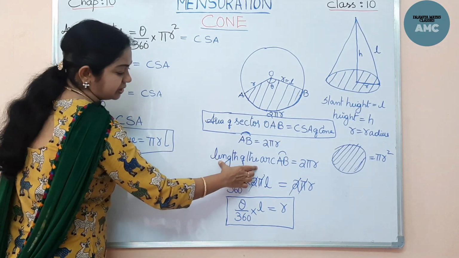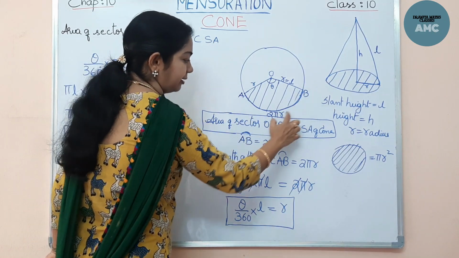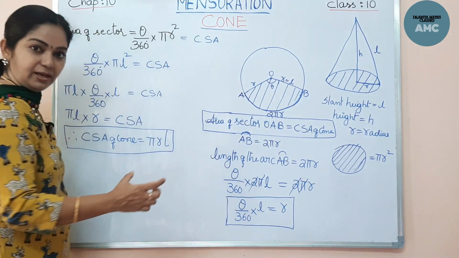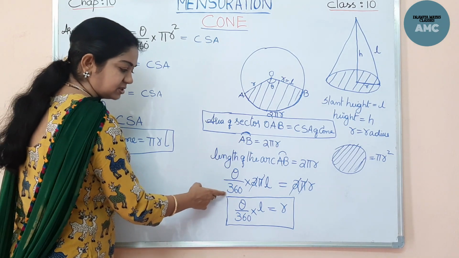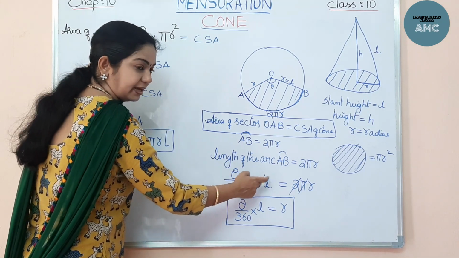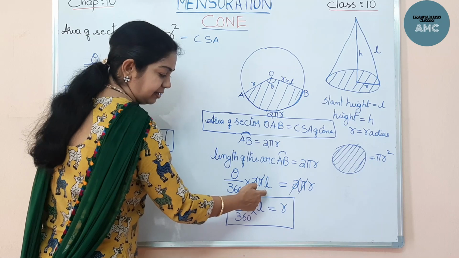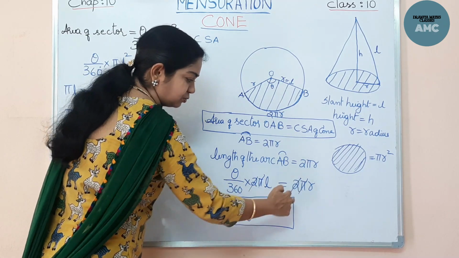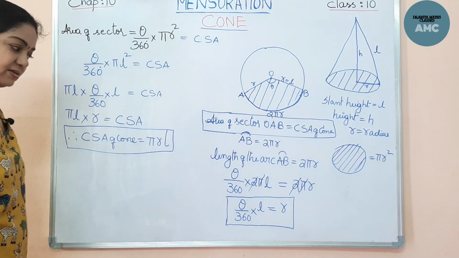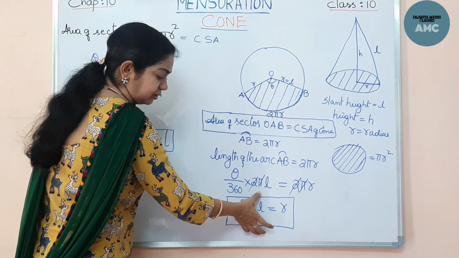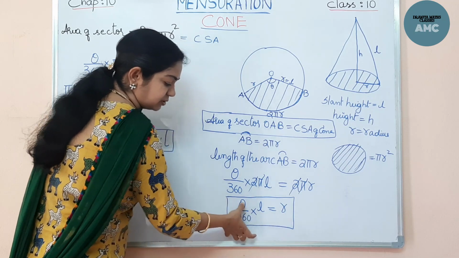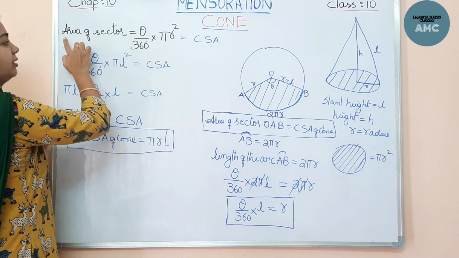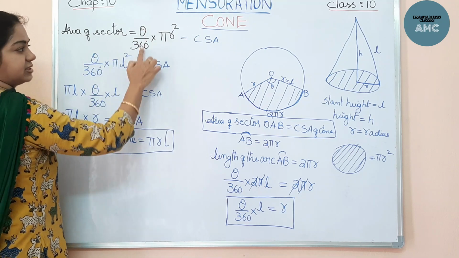Now I'll start with the length of the arc, just the length here, AB. The formula of the length of the arc is theta by 360 into 2 pi r, where here r is the L. So I've replaced r with L, and on both sides 2 pi is common, so I've cancelled the 2 pi. Now I've got an equation in r, where r is equal to theta by 360 into L. I've kept it aside.